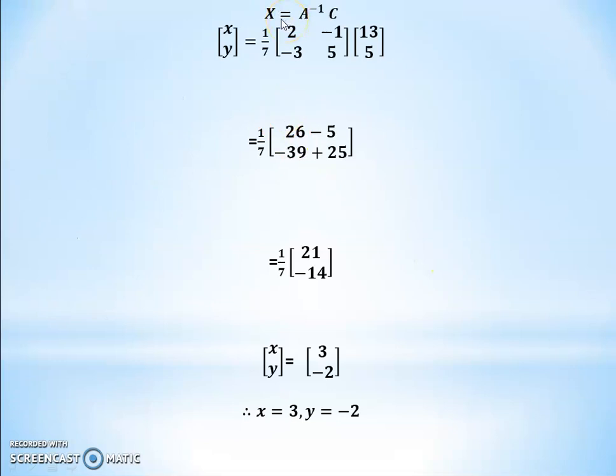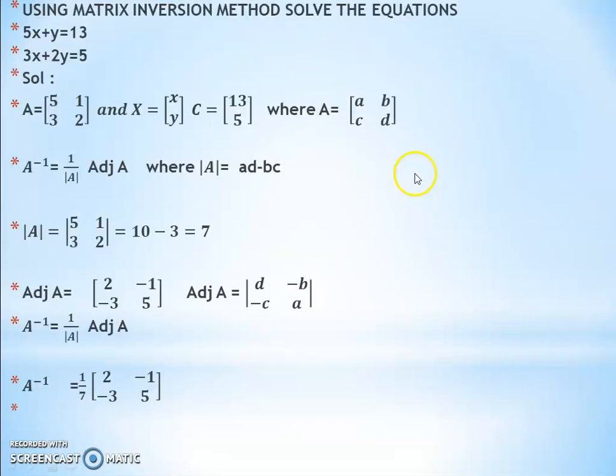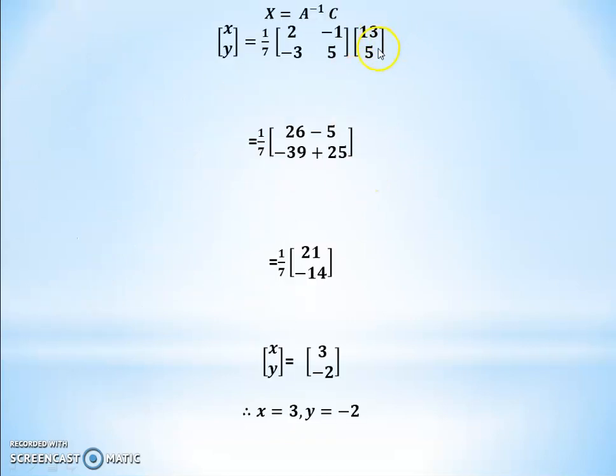Now in our step, X is equal to A inverse into C. We put X as a column of x and y. A inverse we just derived: 1 upon 7, 2, minus 1, minus 3, 5. C is given here: 13 and 5. 1 upon 7 we keep the same. We have to multiply row with column.